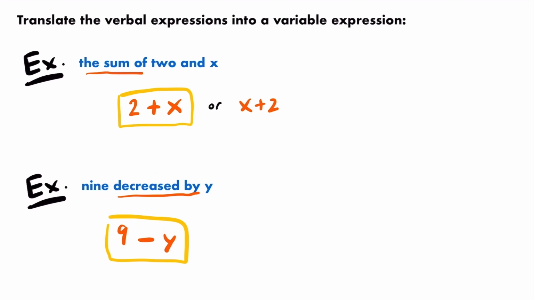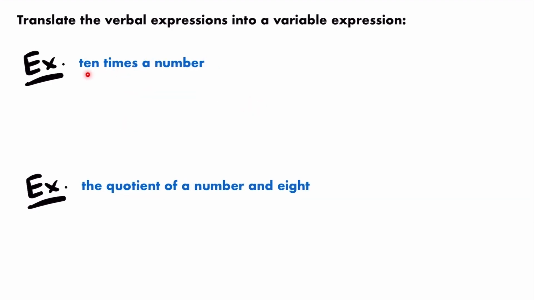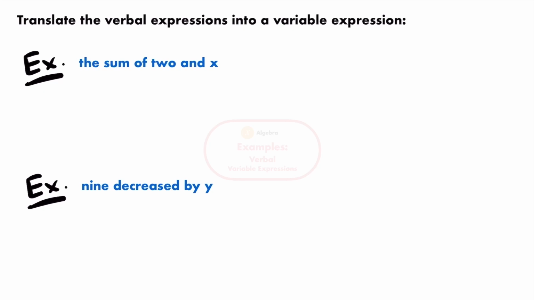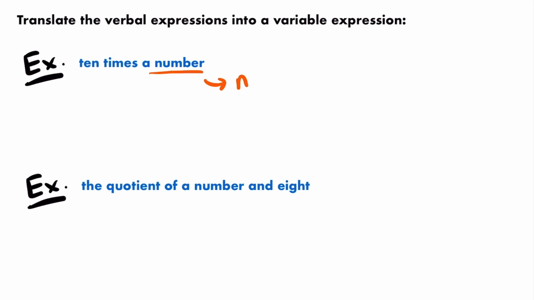Let's look at some more examples. Next up, we have 10 times a number. In this case, notice that the variable or the unknown number is not given to us explicitly. It's just referred to as a number. So we have the choice to let that number be represented by any variable we'd like. We can use any letter we want. I'm just going to choose to use the letter n. So let me write that down here. We're going to let that number be represented by n, okay?